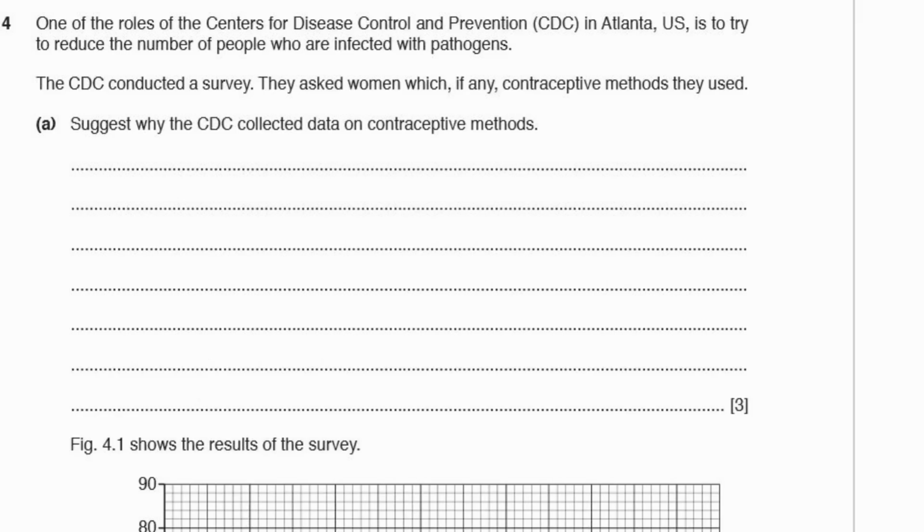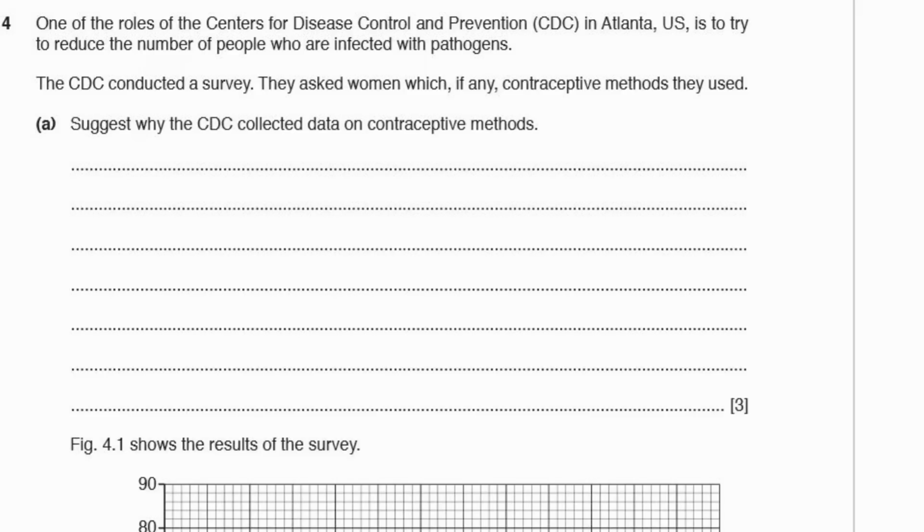Question 4. One of the roles of the Centers for Disease Control and Prevention, CDC, in Atlanta, U.S. is to try to reduce the number of people who are infected with pathogens. The CDC conducted a survey. They asked women which, if any, contraceptive methods they used. A. Suggest why the CDC collected data on contraceptive methods. Okay, there's quite a few reasons they could have used.